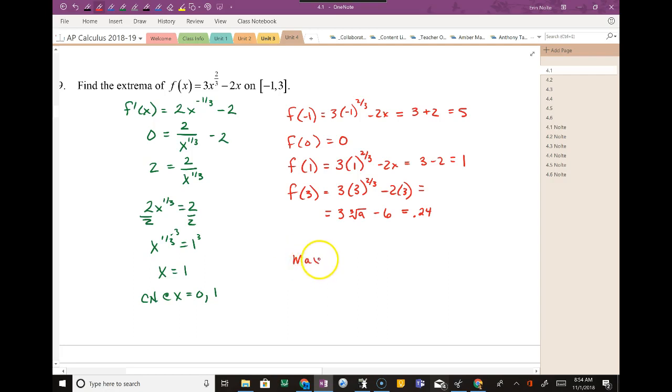So let's do max. What's our max? f of -1. So technically our max is 5. If I say, what's the max, you would say 5. Use the y value. And what's the min? 0. Good.